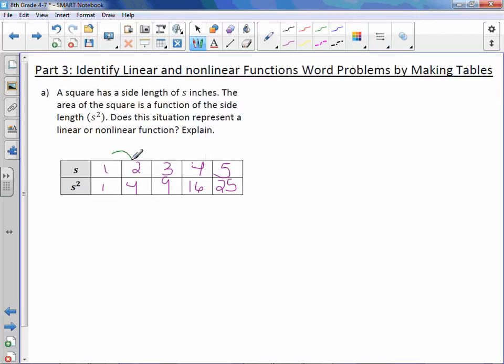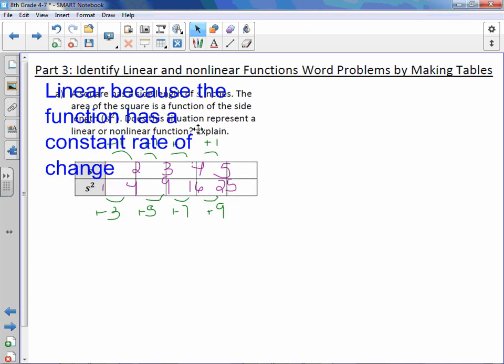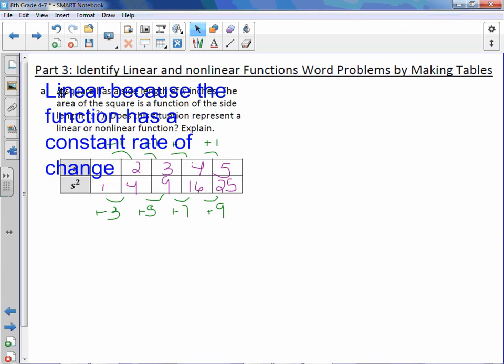From 1 to 2 is plus 1. 2 to 3 plus 1. 3 to 4 plus 1, 4 to 5 plus 1. The areas, 1 to 4 is plus 3, 4 to 9 is plus 5, 9 to 16 is plus 7, and 16 to 25 is plus 9. This does not have a constant rate of change, therefore the function is not linear.